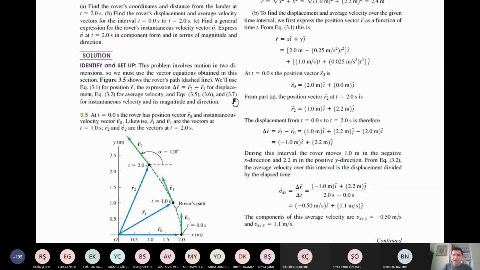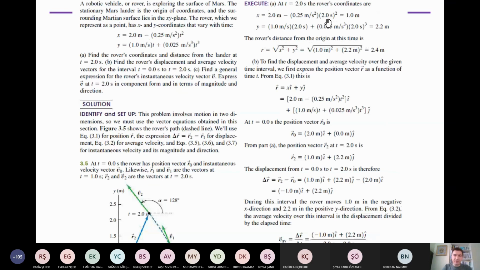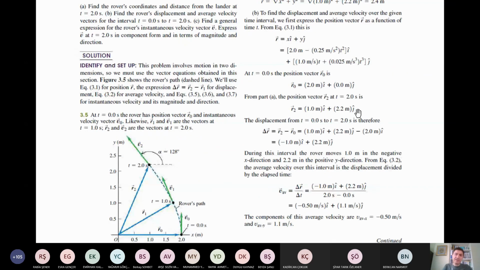So now when the time is 2 seconds, just write 2 seconds instead of t. And then we have already calculated: we have 1 meter i, 2.2 meter j. Then we have calculated r0 and we have calculated r2. What is r0? Initial position. What is r2? Final position from the origin.